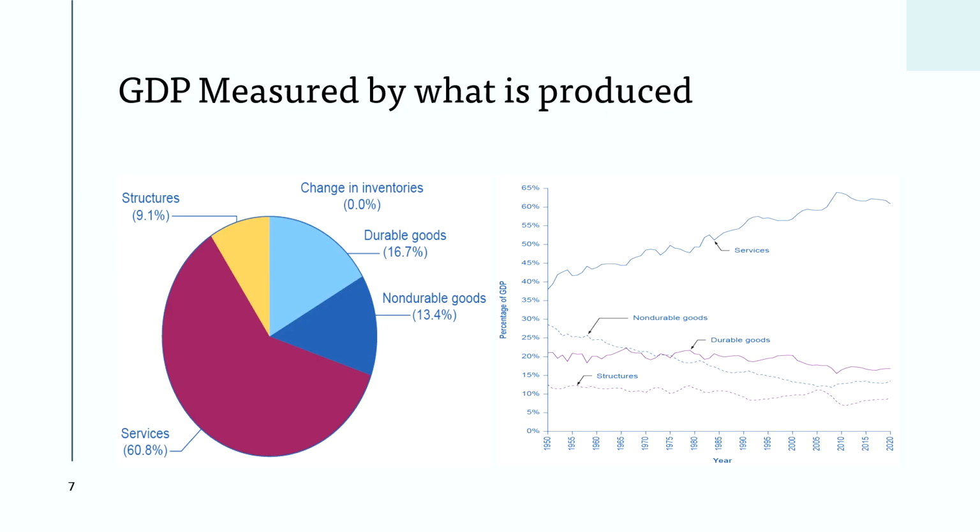On the right side, the line graph shows how these categories have changed over time. The share of services has risen steadily from about 40% in the 1950s to over 60% today. Meanwhile, both durable and non-durable goods have gradually declined. Structures fluctuate but remain a smaller component overall. These long-term trends reflect big shifts in the US economy, moving away from manufacturing and toward service industry.